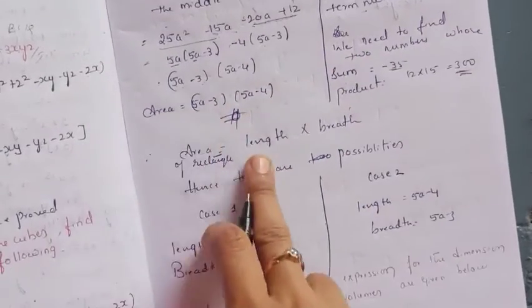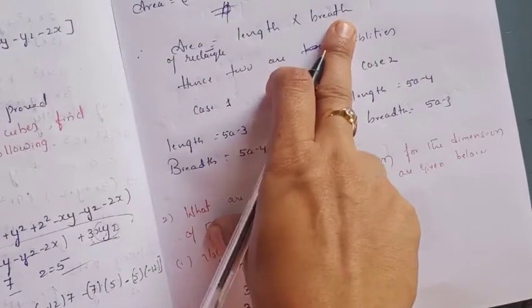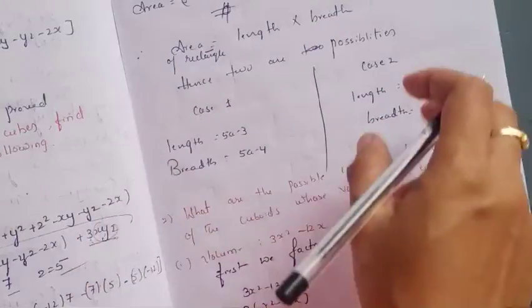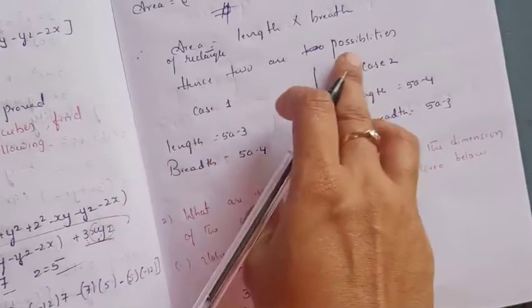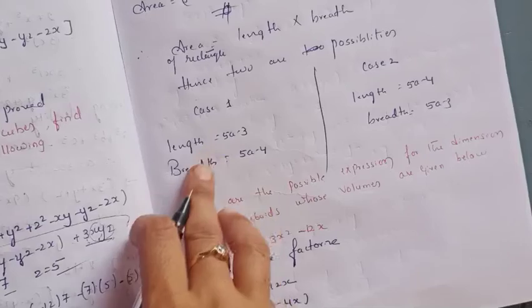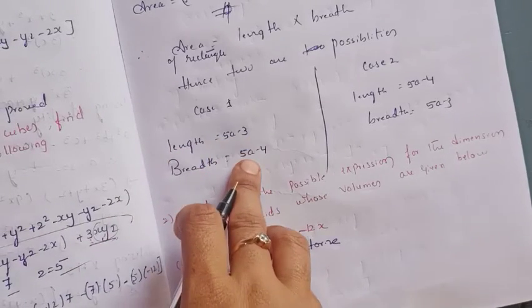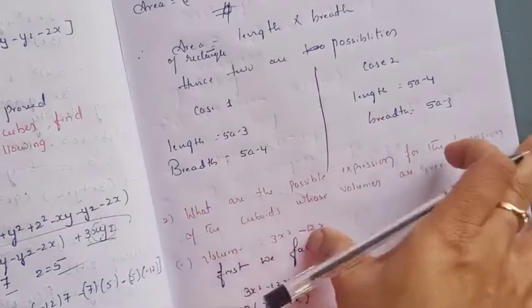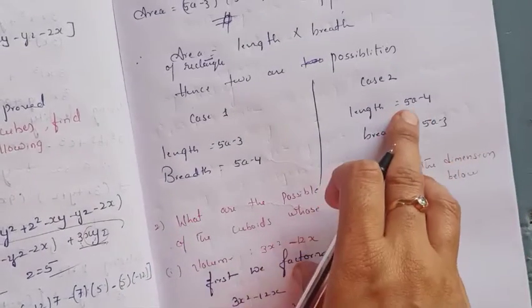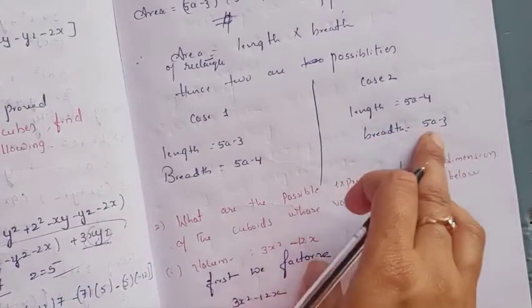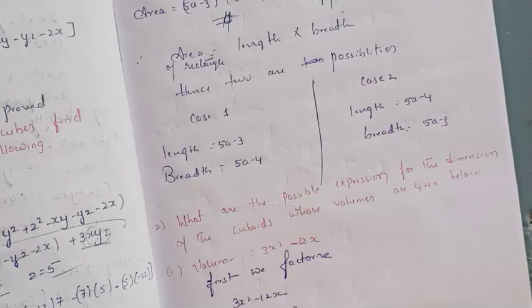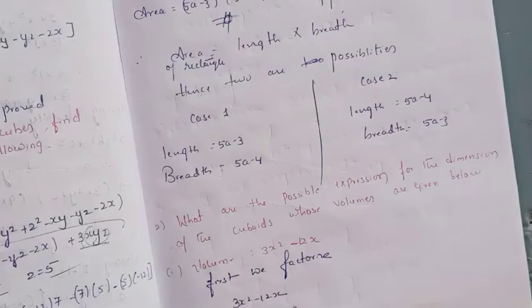Area is equal to what now? Length into breadth. Area of rectangle is length into breadth, hence two are the possibilities. That is, case first: length is equal to 5a minus 3, breadth is equal to 5a minus 4, or else length is equal to 5a minus 4, breadth is equal to 5a minus 3, both. Next, that is the 16th one.